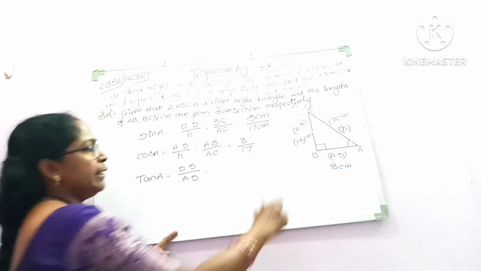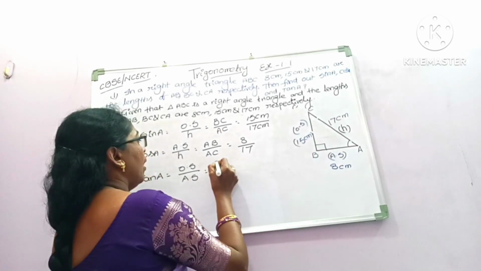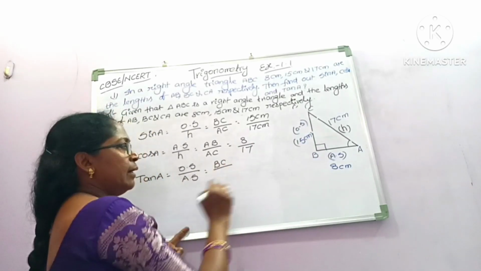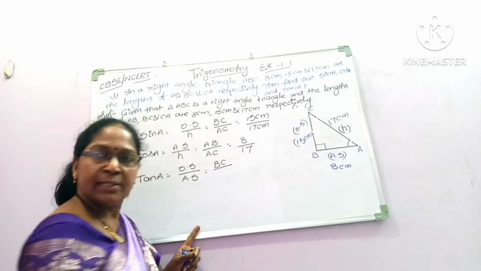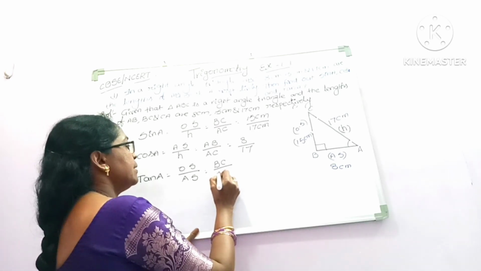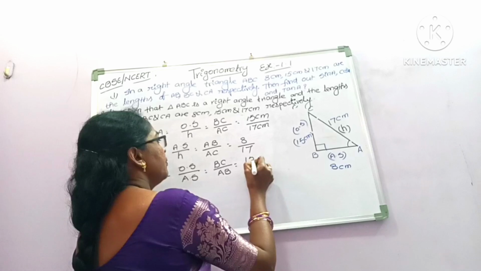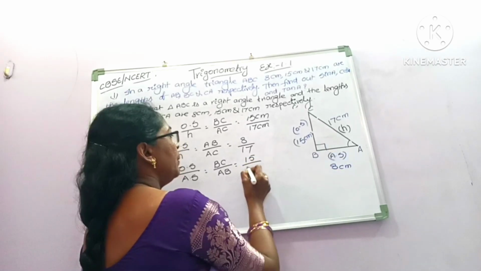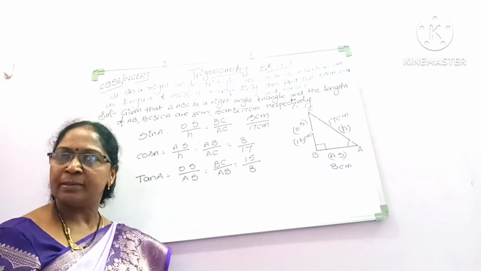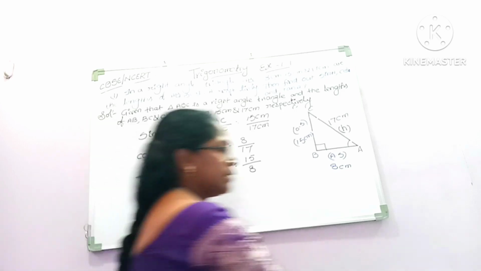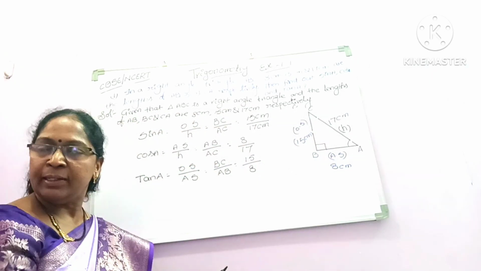What is the opposite side here? BC is the opposite side. What is the adjacent side here? AB is the adjacent side. Where BC is equal to how much? 15, and AB is equal to 8 centimeters. This is the answer.